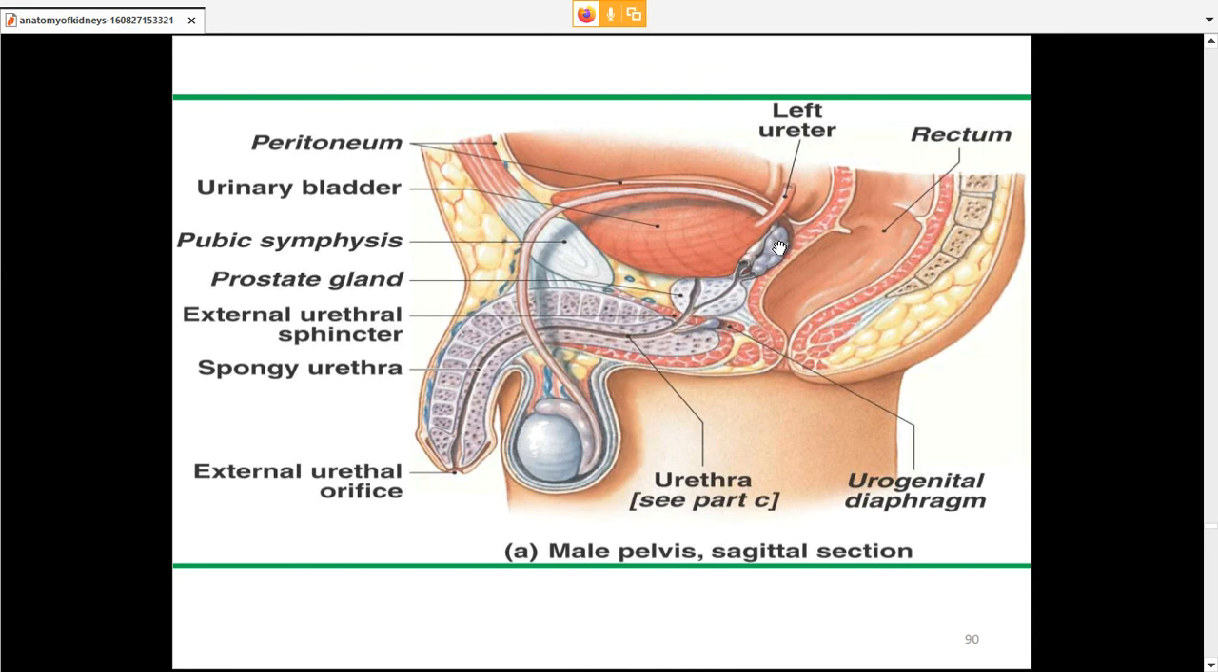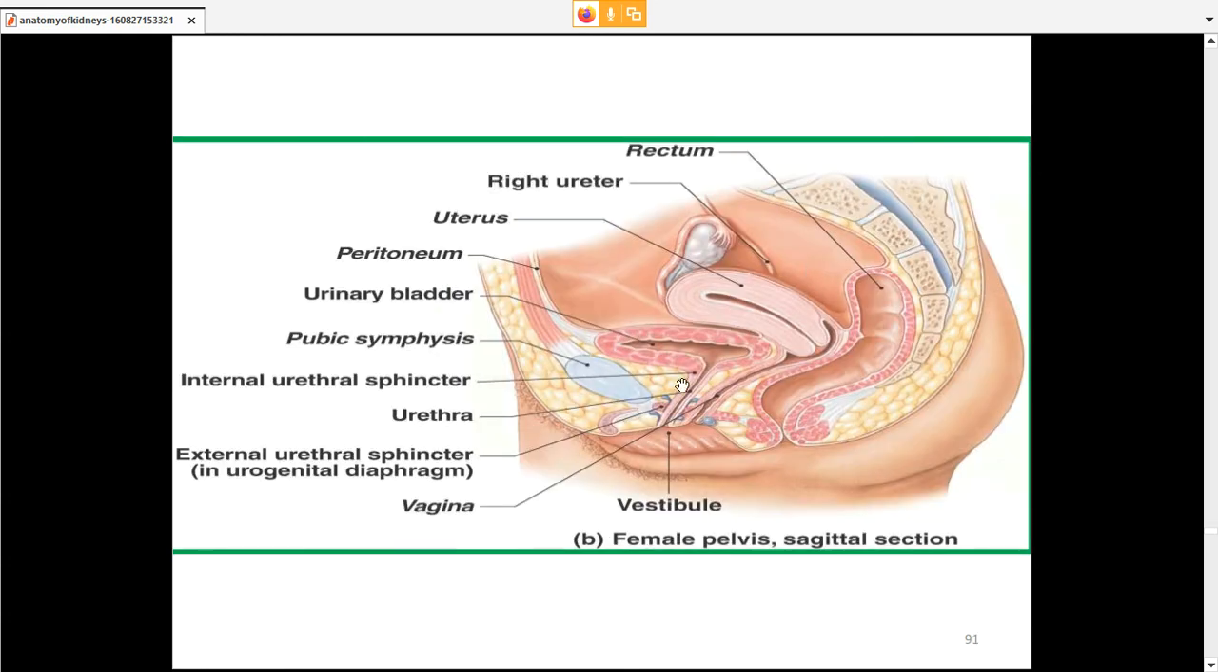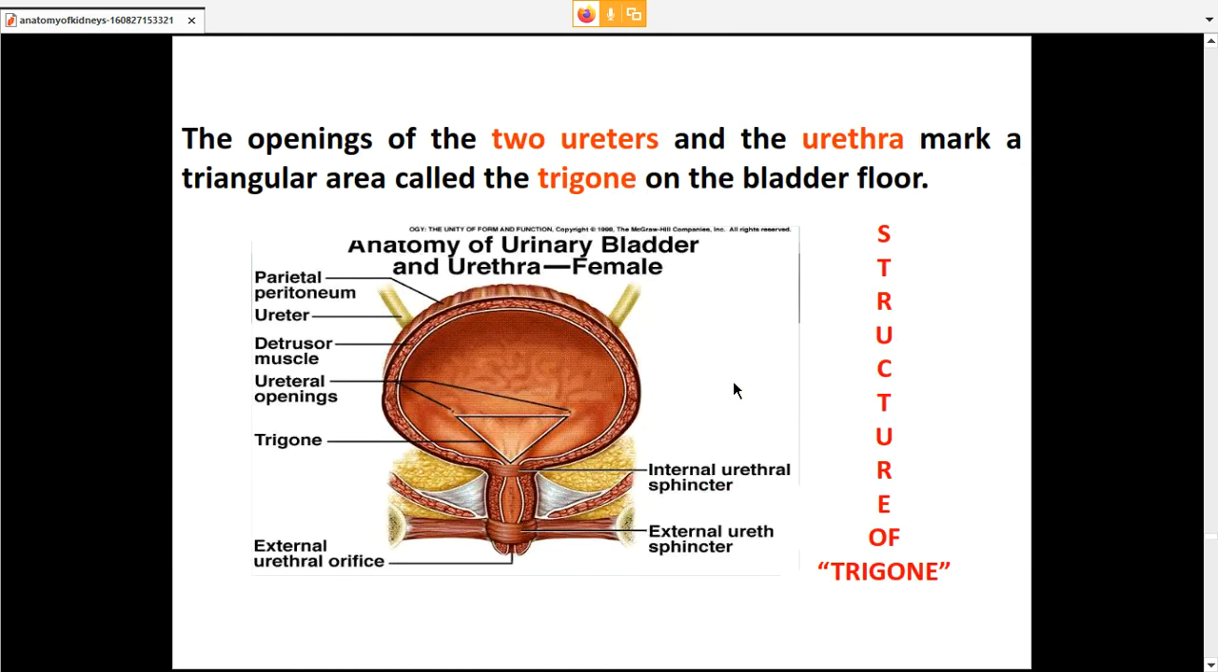So what I want to say is here we can see the apex, and the base is present behind the urinary bladder and in front of the rectum in the case of males. In males only it is present like that. Then what happens in the females? In the females, the posterior surface of the urinary bladder is related to the anterior wall of the vagina. Okay, so that is the apex and base.